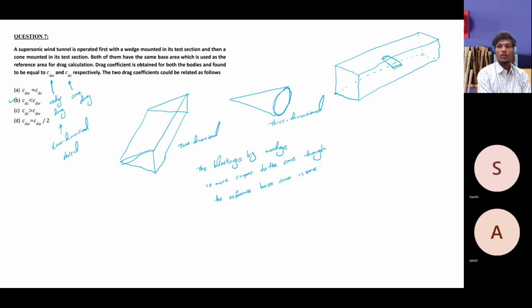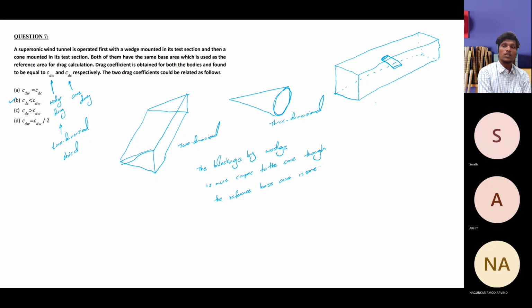When you fix the body, an aerofoil or something, in this particular location, the flow always passes over this, but you are blocking the tunnel with some object. As you increase the angle of attack, or you change the shape, you are blocking the flow in the tunnel, so your blockage ratio should be less than 5%.